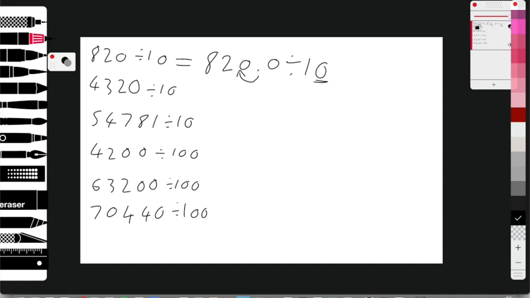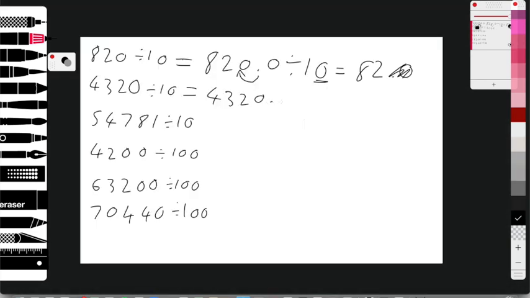So 820.0 divided by 10 would equal 82.0, also known as just 82. 4,320 divided by 10, well, we know that there's always a decimal place after a number, it's just 0.0, which has no value. We divide that by 10. How many zeros are there in 10? 1. Move the decimal place once to the left. 432.